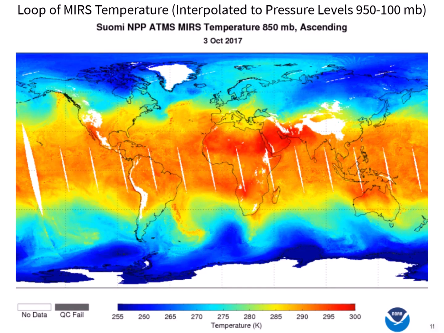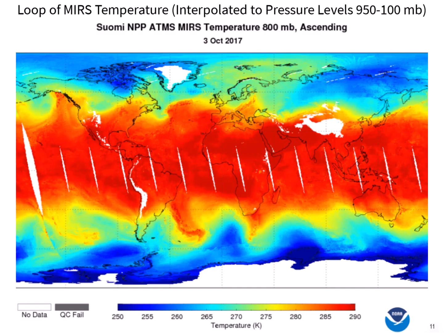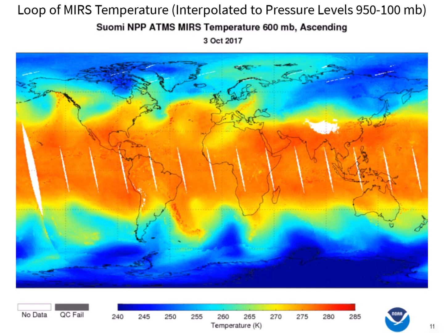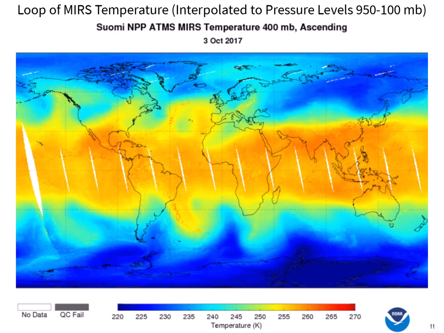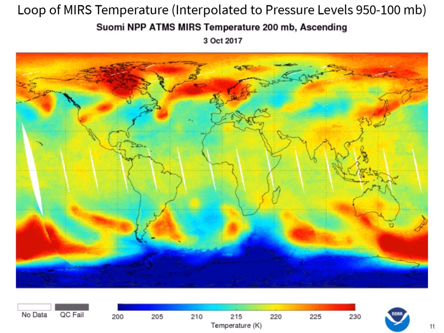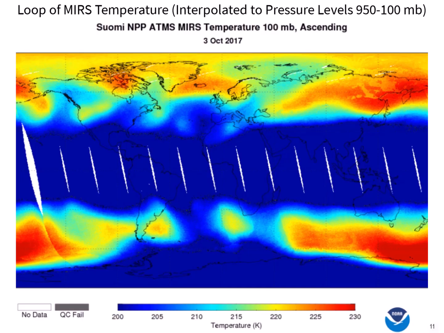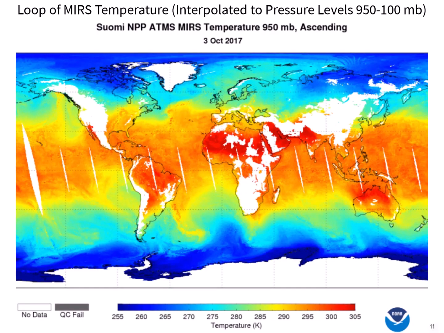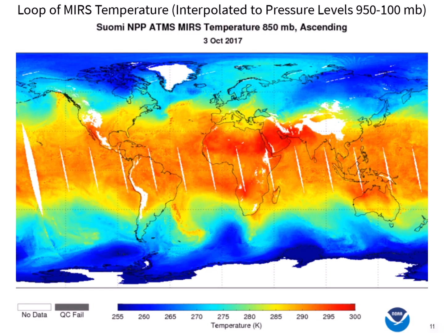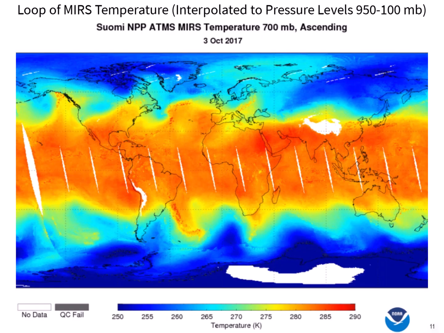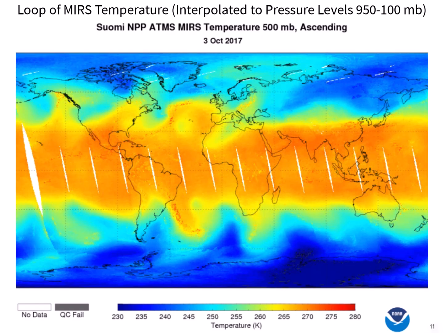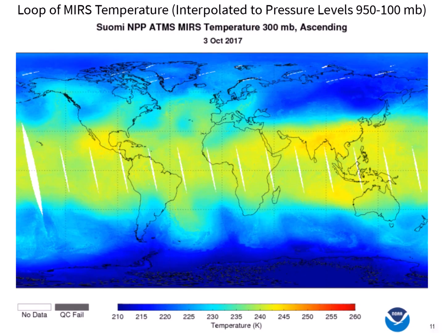This is a loop showing MiRS temperature retrievals from the same time as the brightness temperature loop on a previous slide, but now displayed on pressure levels from 950 to 100 millibars, used in vertical temperature profiles. This type of information is also assimilated into numerical weather prediction models. Links are provided for the animation and archived imagery.